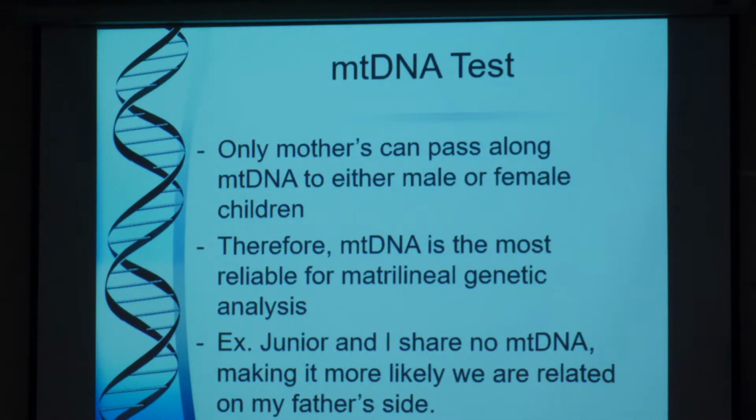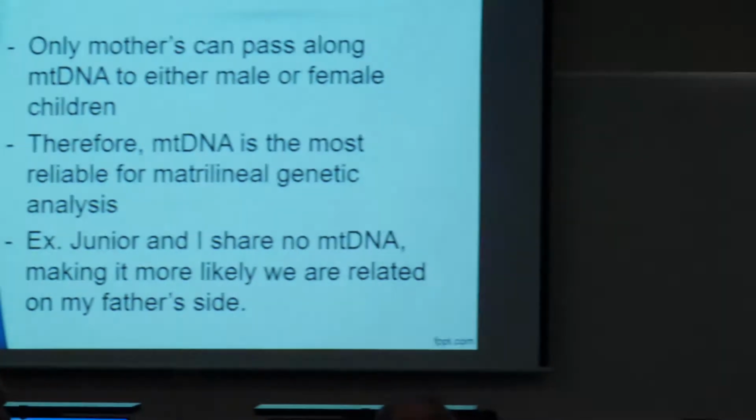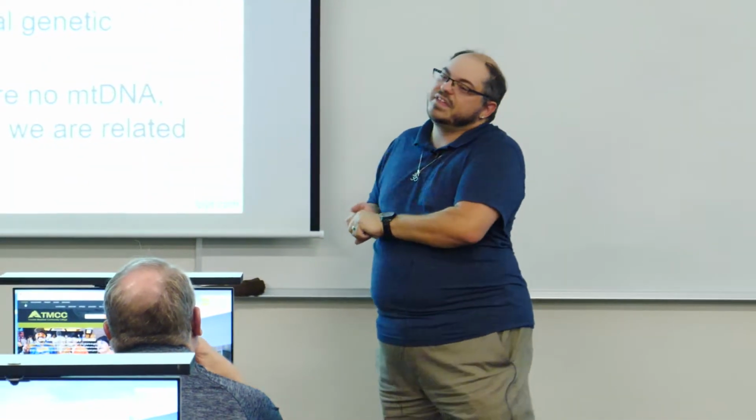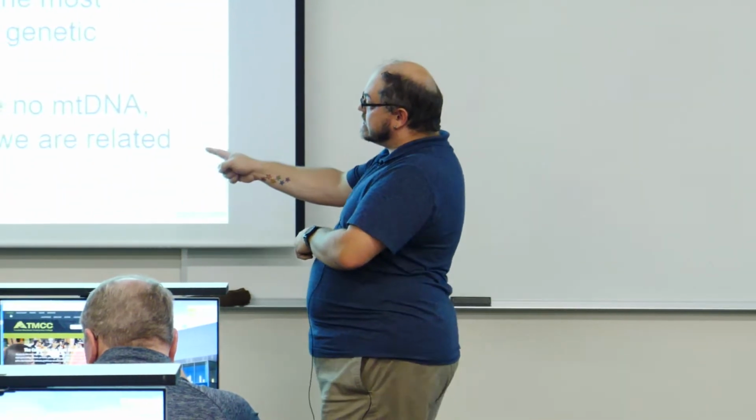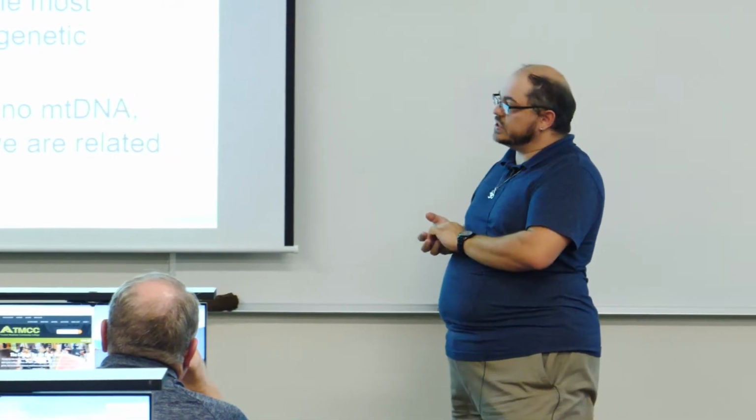With this, and also with Y chromosomal DNA and autosomal DNA, those three DNA tests are pretty robust when it comes to studying inheritance and genealogy. That way, you don't have to worry about the X DNA so much, because it's very limited. So in this example, if Junior and I share no mitochondrial DNA, it makes it even more likely that we are related on my father's side.